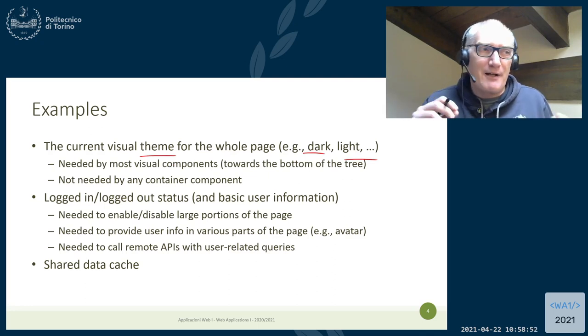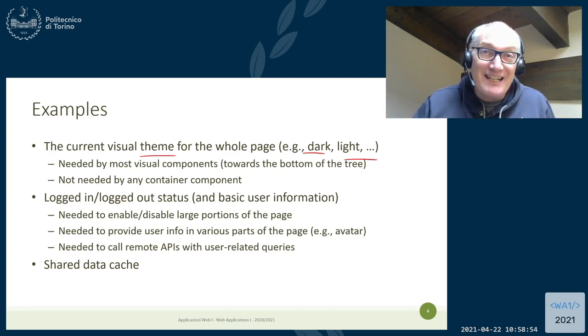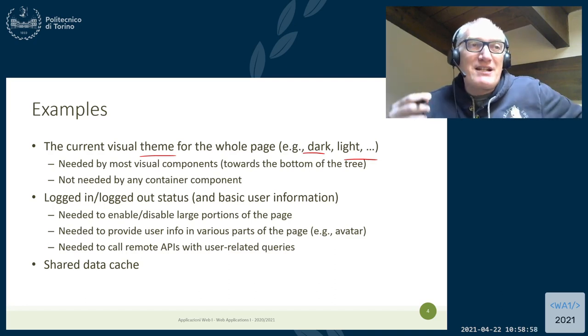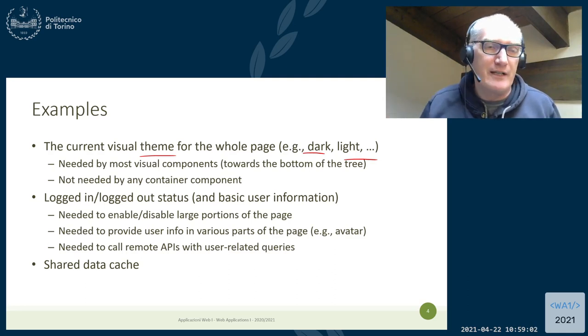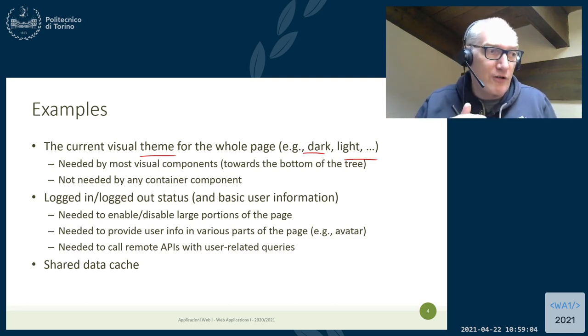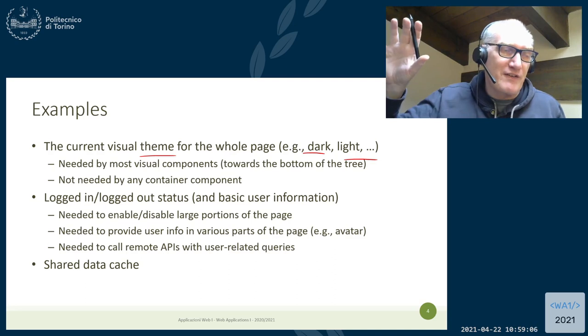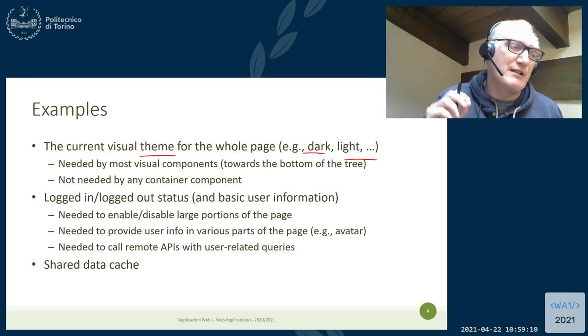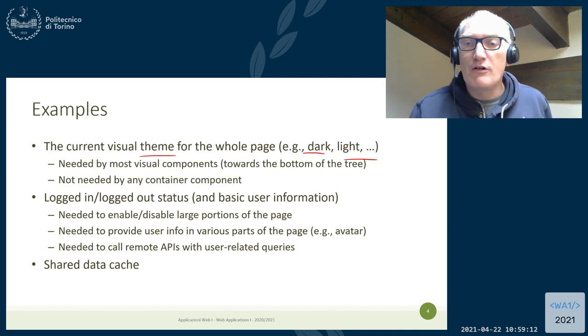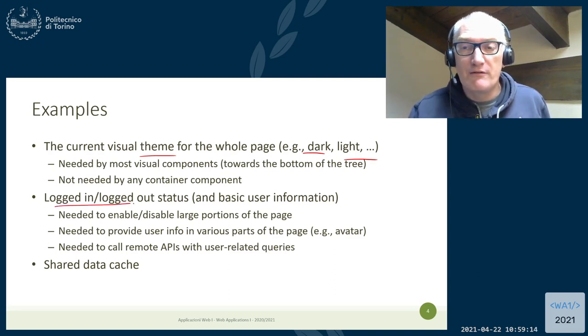It should be dark or light, or the visual, or the theme, or the style. And so passing this variable across all the components would be very, very expensive in terms of code. It's better to store this value in one place, and every component that needs to display something just picks that value there. Or whether the user is logged in or logged out, for example.